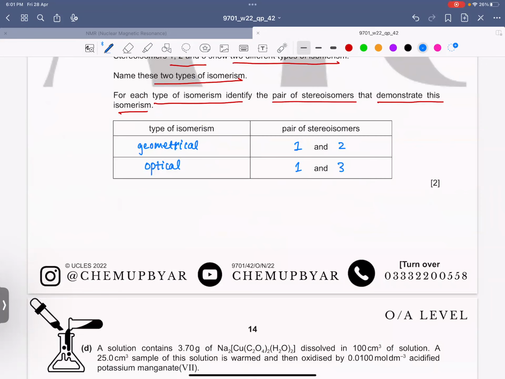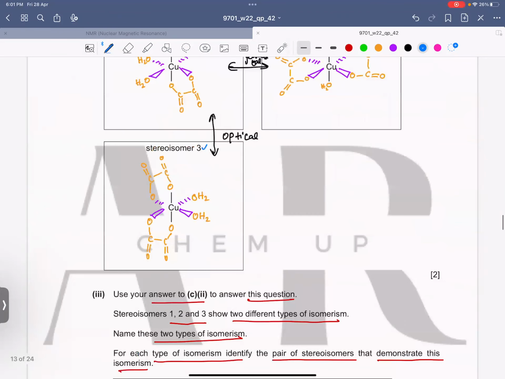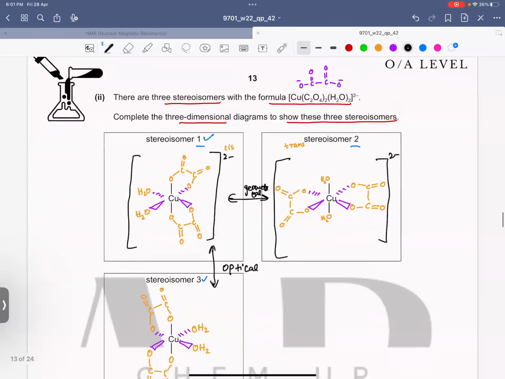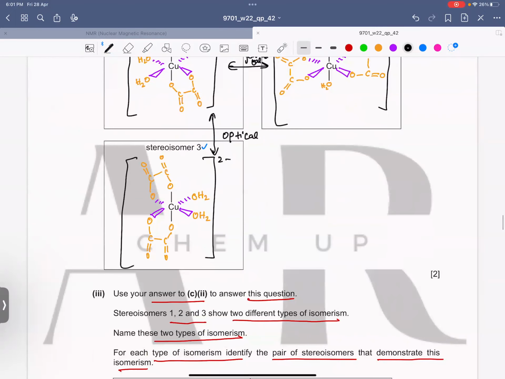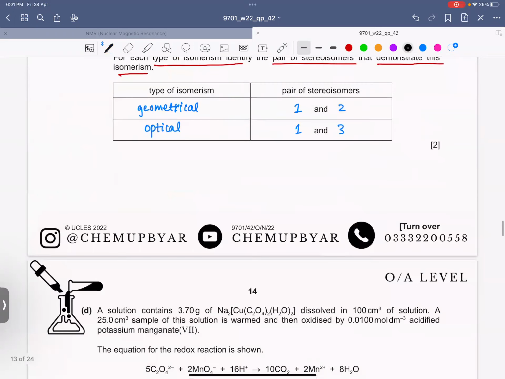Sir, do we have to make the bracket and write the charge? Yes. So it's better to always enclose in brackets and put a charge if there is a net charge. Thank you, Rafael. Now, next part.